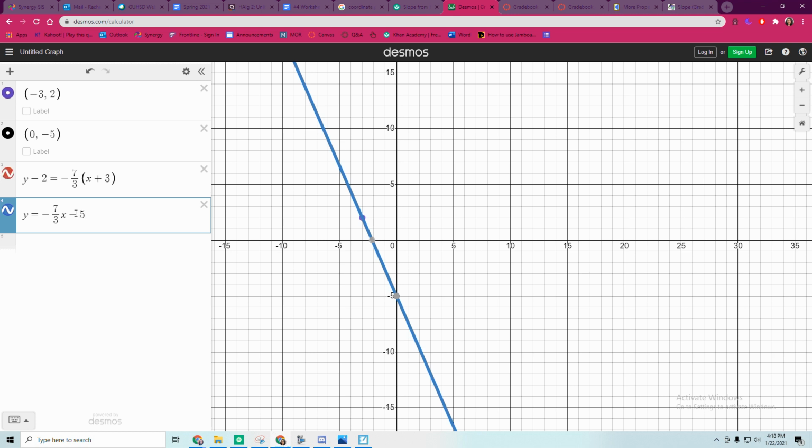Check this out. It's exactly the same line, and that's what we should expect. It's the same line, it's just in a different form. This one was in point-slope form, and this one was in slope-intercept form. Different forms, but they're the exact same line.